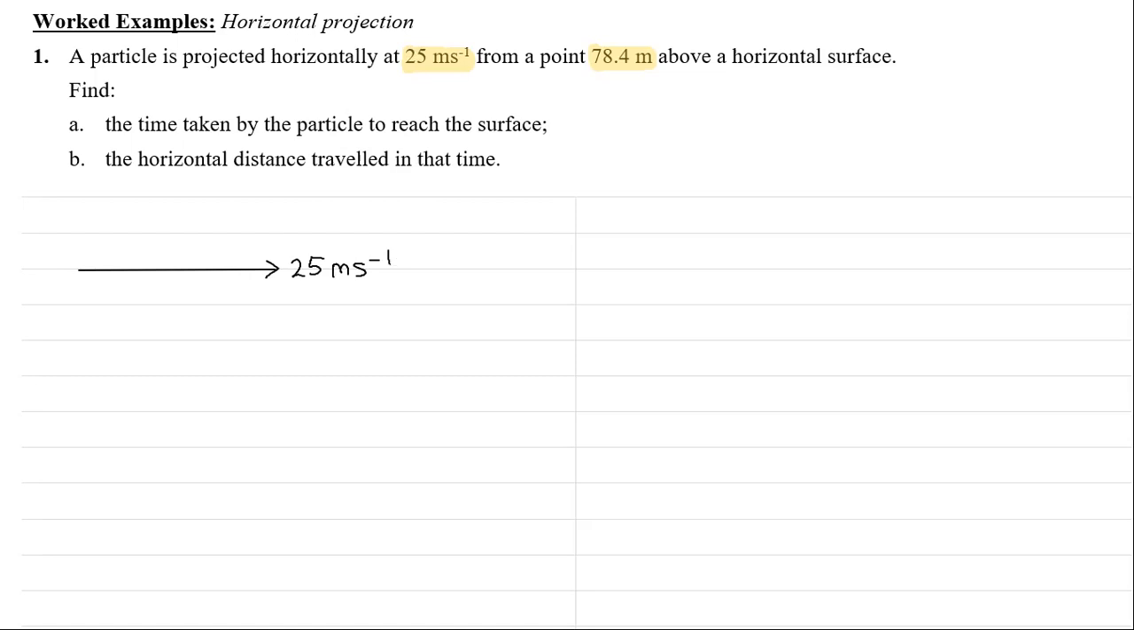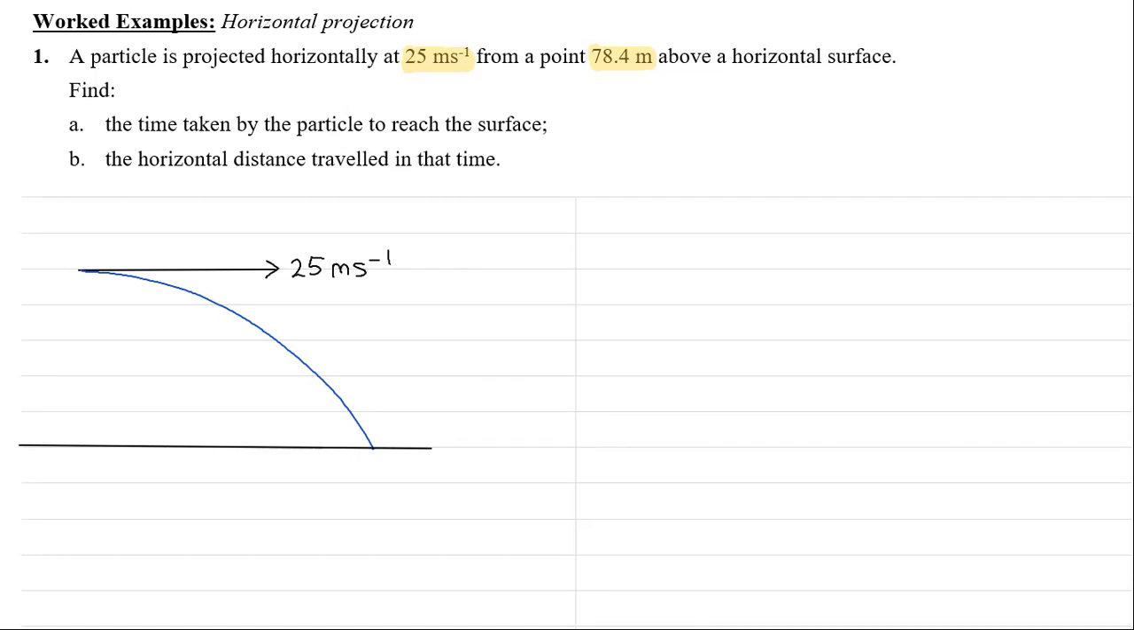So the path it's going to take will be something like this. It's going to fall, and at some point it's going to hit the ground. So let's put the ground in as well. Okay, so it's horizontal ground. And we've just got to decide what our origin is going to be. We could either mark our origin on the ground or from the point in which the particle was projected. So I'm going to go for the latter.